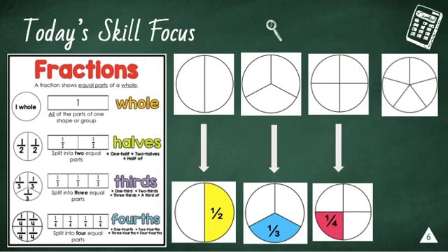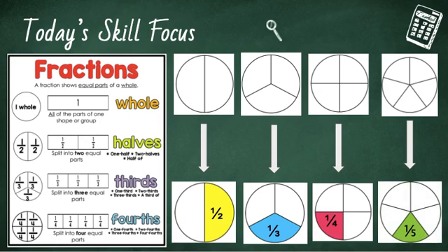Take a look at this circle. How many pieces is this circle partitioned into? 5 parts. Great job. So what fraction of the circle does this piece represent? 1/5.